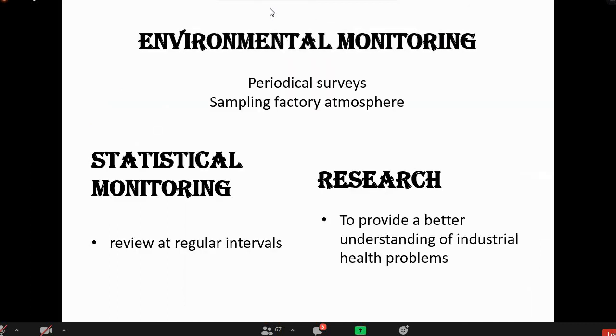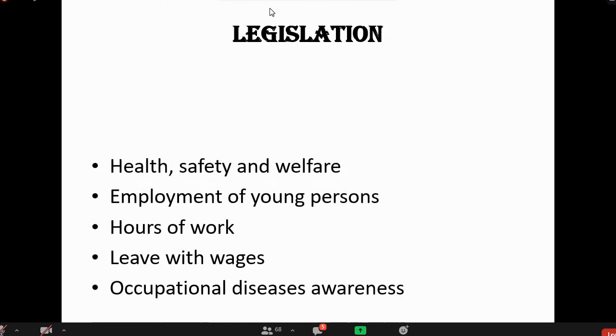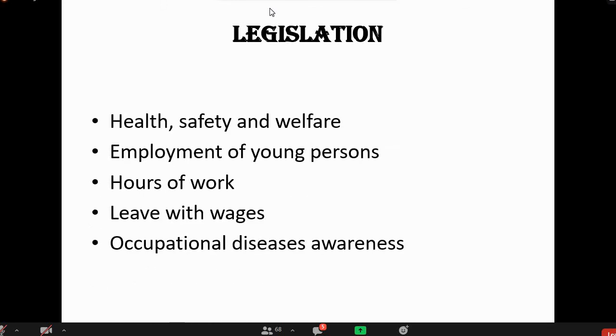Environmental monitoring is important. Periodical surveys should be done. Statistical monitoring at regular intervals should be done. And then research should be done so as to provide an understanding of industrial health problems and to define them better, right? Then comes the legislation, health, safety, and welfare.